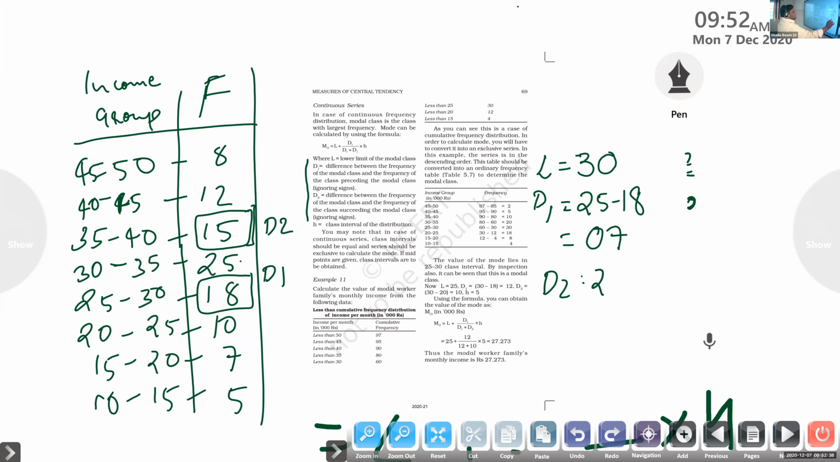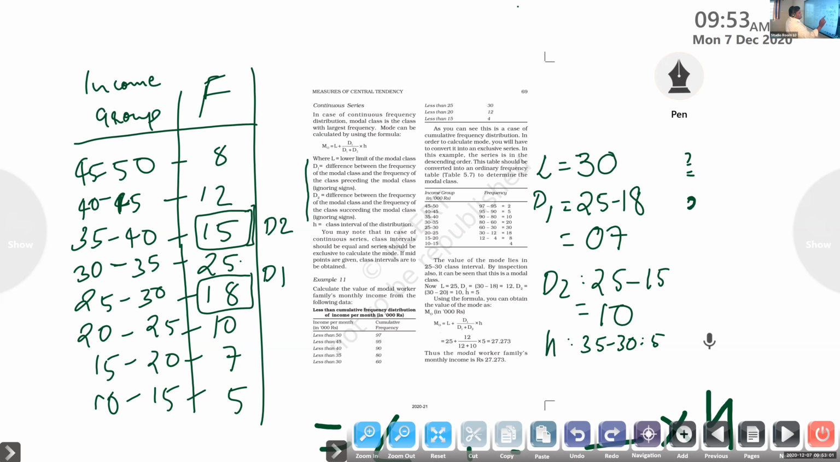So 25 minus 15. What is the answer? Shubham, check here. 10, right? Then what is the H here? 35 minus 30, which is 5. Clear. Now apply this.